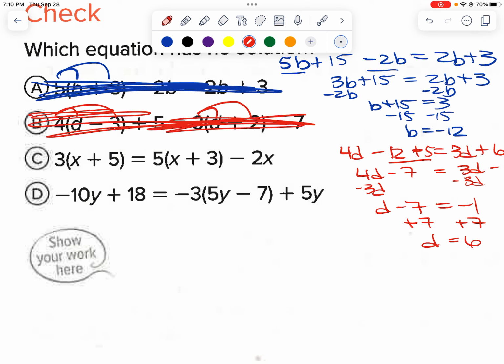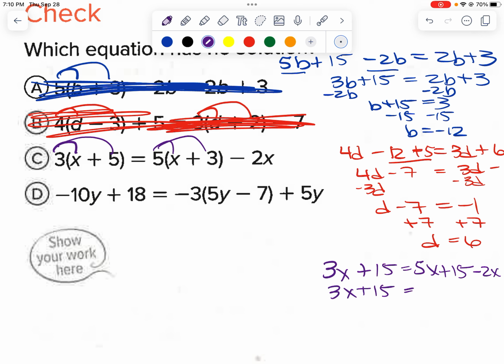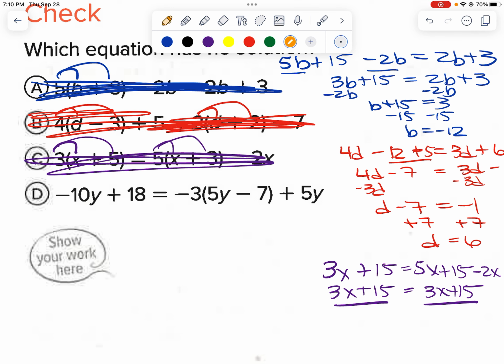So that is not going to be it. So then this next one, I take this and I multiply it. I get 3x. I multiply here, I get plus 15 equals 5 times x, and it will be 5x. 5 times 3 is 15. Then minus 2x. 3x plus 15 equals 3x plus 15. These are exactly the same, so this is going to be infinite solutions. So that's not going to work.